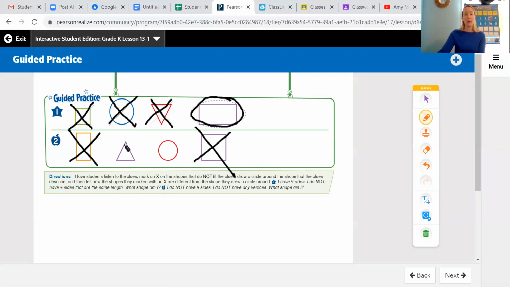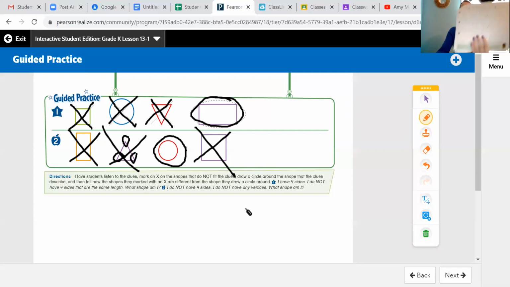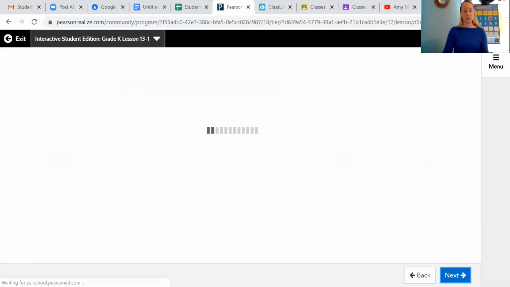All right, the next clue is I do not have any vertices or corners. So let's look at the triangle. Does a triangle have corners and vertices? It sure does. So it cannot be the triangle. What about the circle? Does the circle have any vertices? Nope, it does not. So that's our winner. The shape is a circle. Go ahead and circle the circle. All right, good job, friends. Now go ahead and flip your paper like a pancake, and you will be on this page.